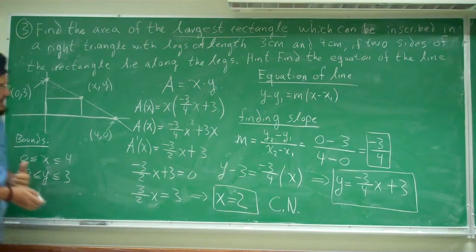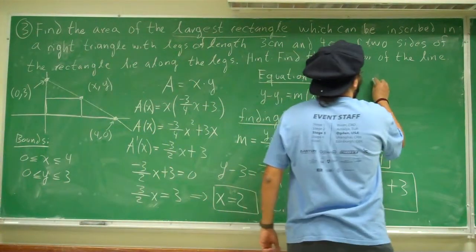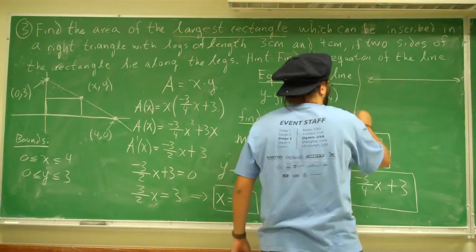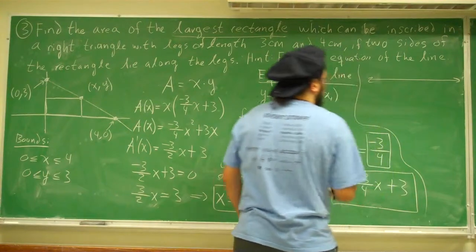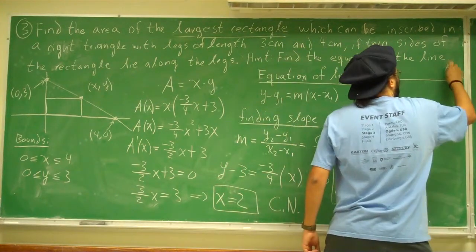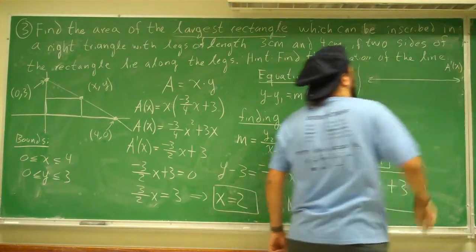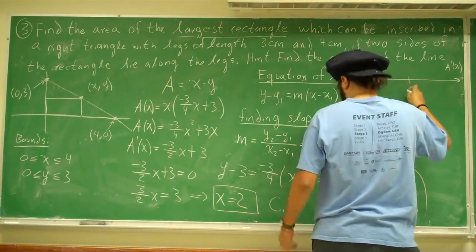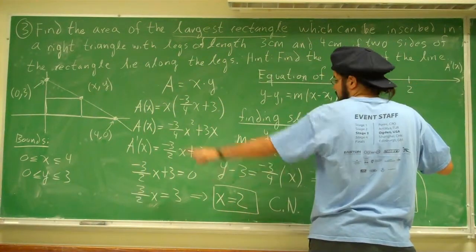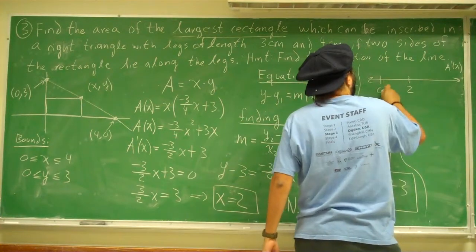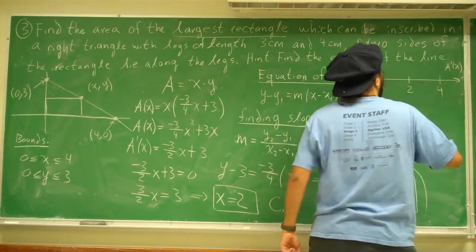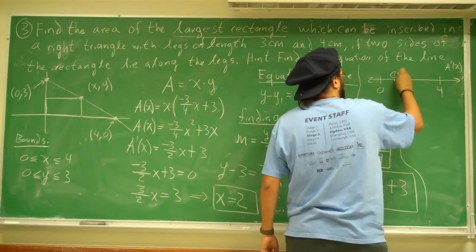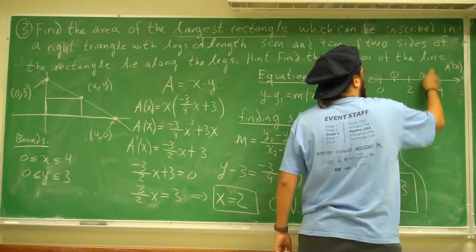Now, let's go ahead and draw our number line. This is a prime x. Let's plug in our critical point here, so it'll be 2. And we have the bounds from 0 to 4. So let's pick a test point here, I'll call this test point 1, and let's pick a test point here and call it 3.